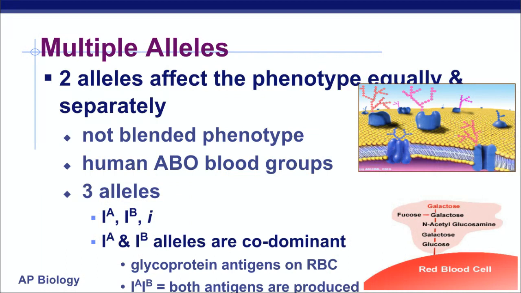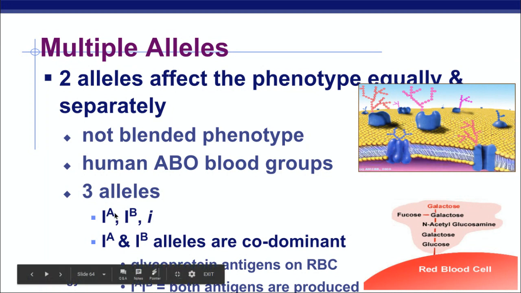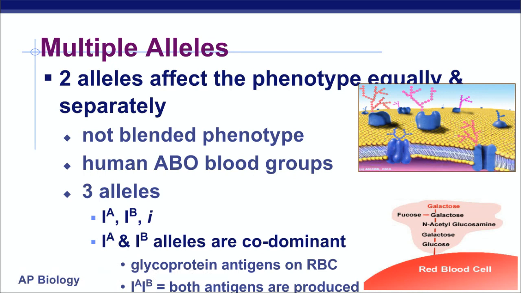Okay. You also have instances where you have multiple alleles that affect a phenotype equally and separately. It's not a blended phenotype. Instead, they just have different influences. Human blood typing is an example of this. In this case, we have three alleles, IA, IB, and little i. IA and IB are codominant, meaning that if you have blood type AB, it's going to show up as AB. If you have big A, it's going to show up type A blood. If it's big B, you have type B blood.